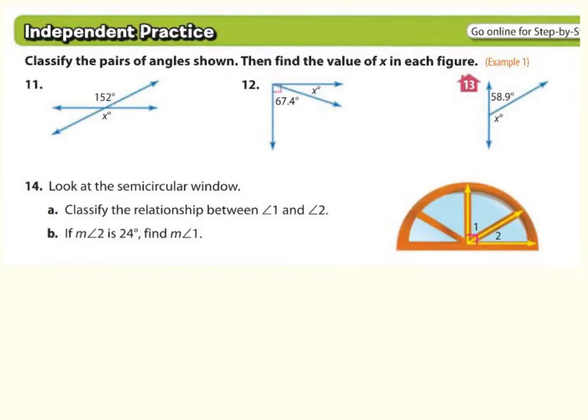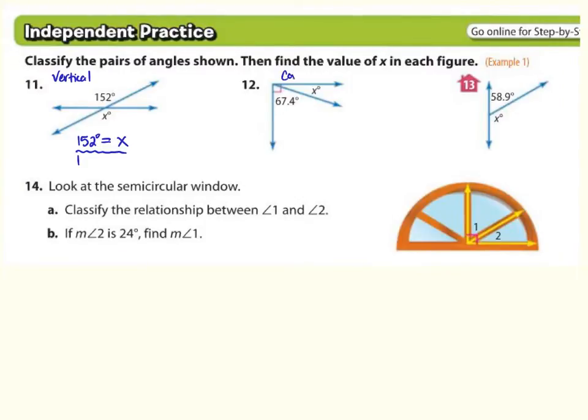Okay, for independent practice here, now we are looking at number 1. This is not supplementary nor complementary. These are your vertical angles. So if you remember, vertical angles are equal. Since vertical angles are equal, this is how you write that equation or expression. So therefore, x equals 152 degrees.